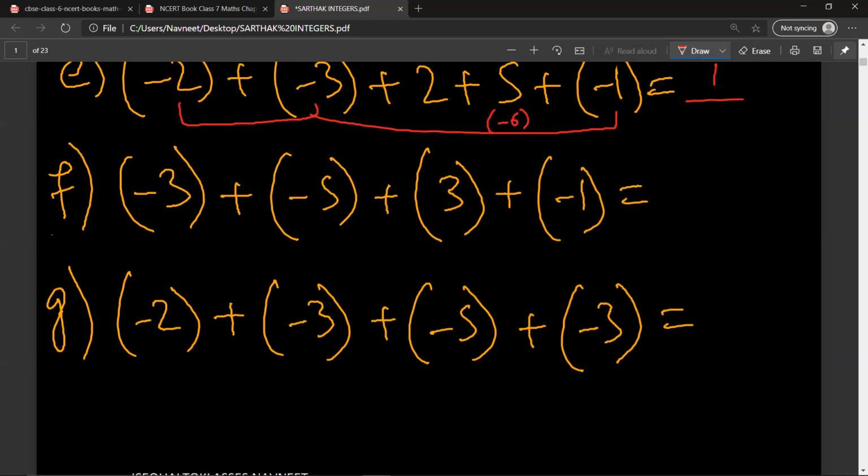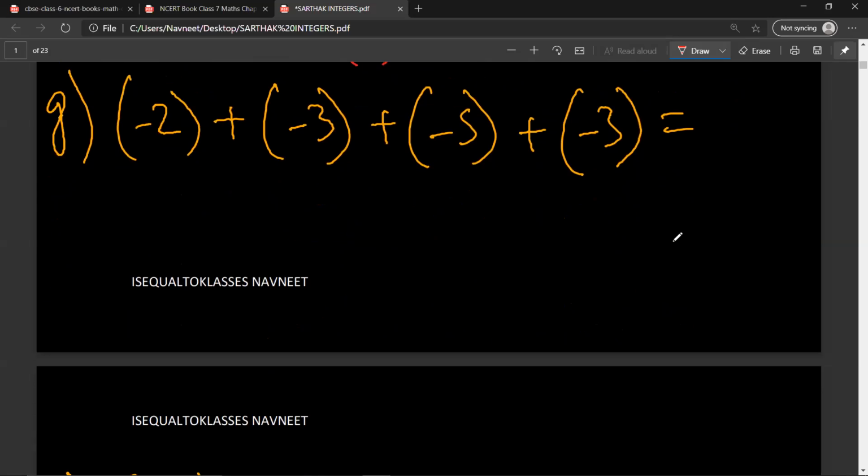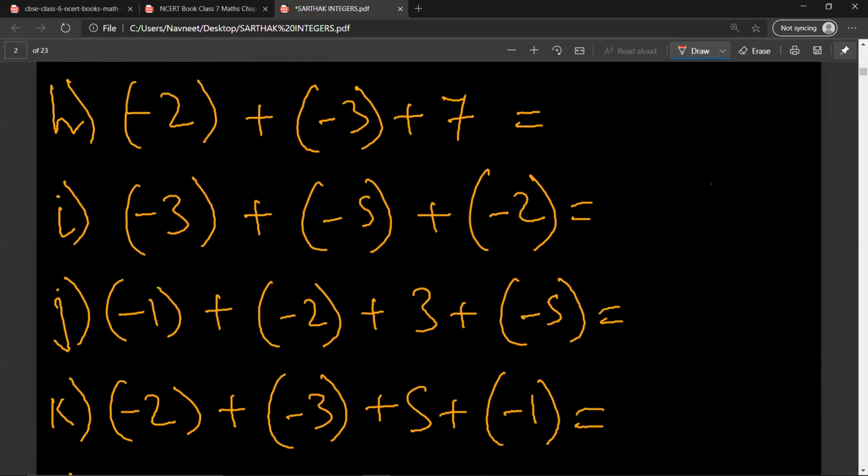What is the answer for this? -6. -3 -5 is -8, -9, and -9 and plus 3 is -6. Correct? Yes, sir. G part. What is the answer? -13. Okay. -2, -3, -5, -10, -13. Yes, sir.